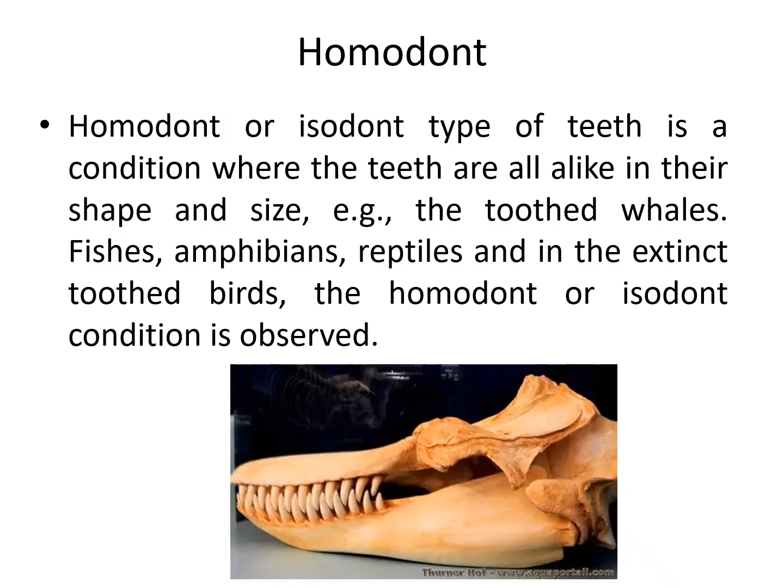Homodont. Homodont or isodont type of teeth is a condition where all the teeth are alike in their shape and size. Example, the toothed whales. Fishes, amphibians, reptiles, and in the extinct toothed birds, the homodont or isodont condition is observed.